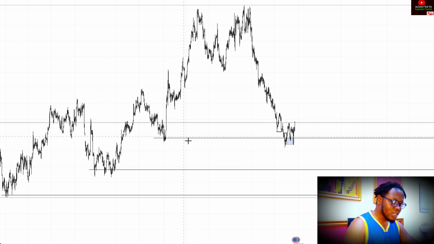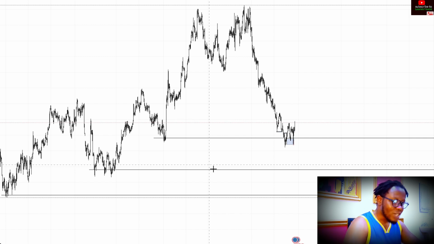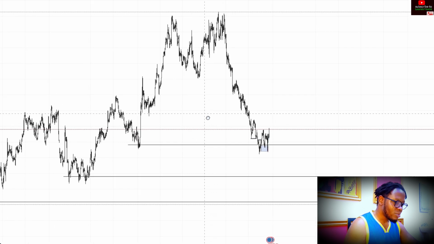So at any demand zone, you might see the change of character at this first demand zone, you might see it at this second one, or this one, or this extreme demand zone. All right, price will still do its thing. Price will react from any demand zone the price wants to react from. So all you do is react and trade with the smart money and trade with the market. That's just it, as simple as that.